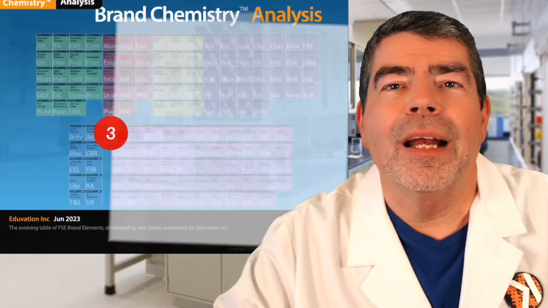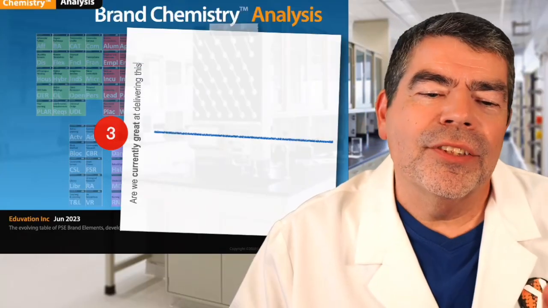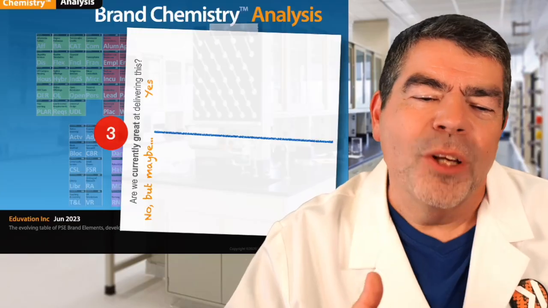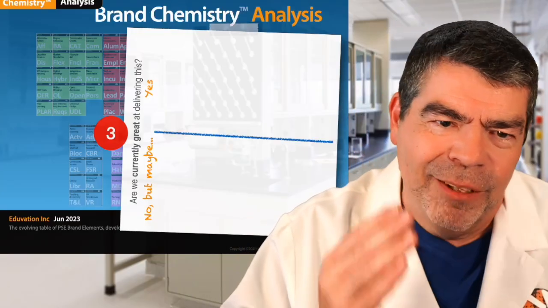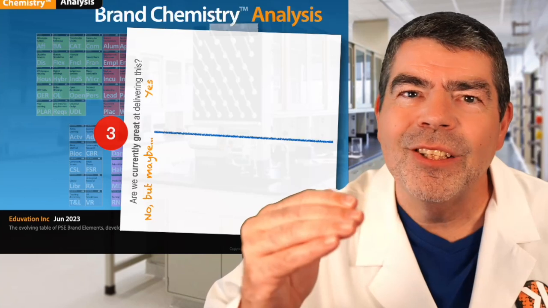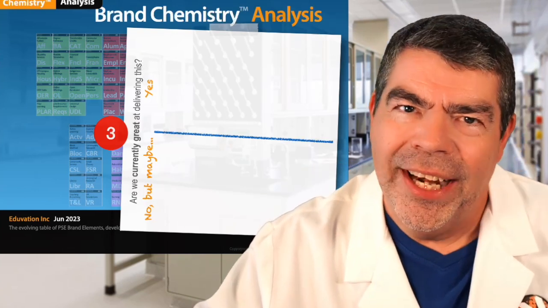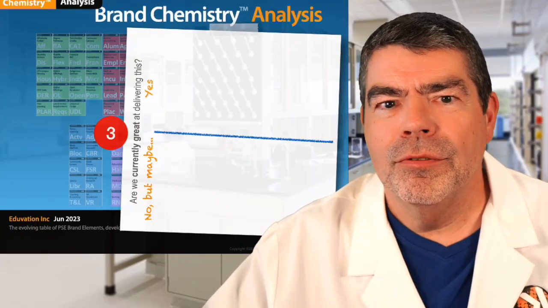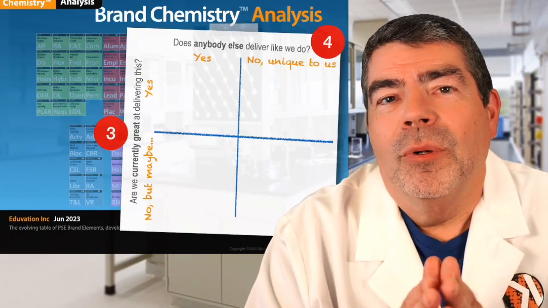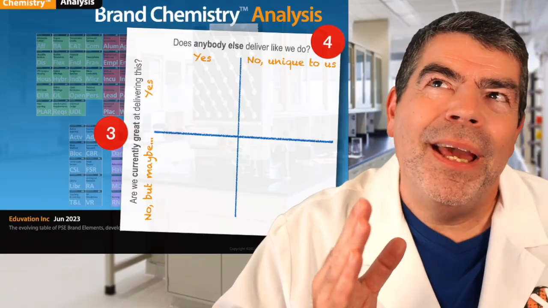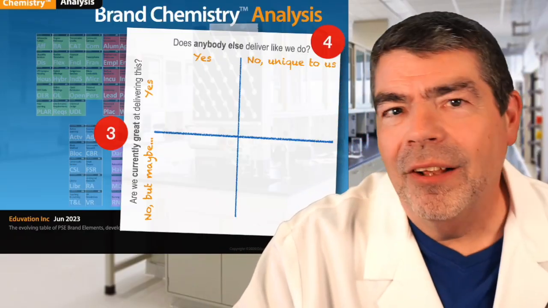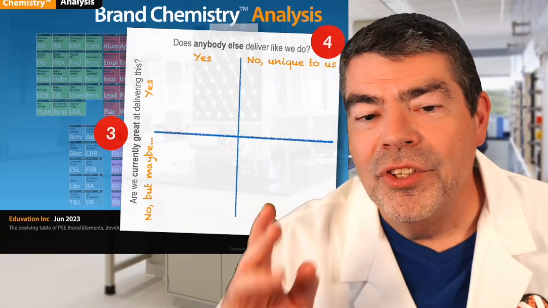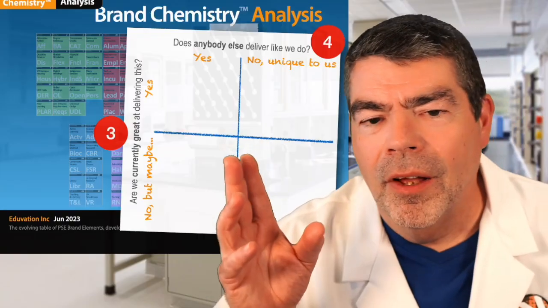I then get them to set up a quick 2x2 matrix and to start thinking about where they would position brand elements based on the question, what are we currently great at delivering? So yes goes above the line, and no, but maybe we could be great at it goes below the line. So we're trying to identify just how credible these things are for the institution. Then we take a look at the horizontal axis and we say, how competitively distinctive is this? Does anybody else deliver these elements like we do? Yes to the left, and no, these are truly unique to us on the right.